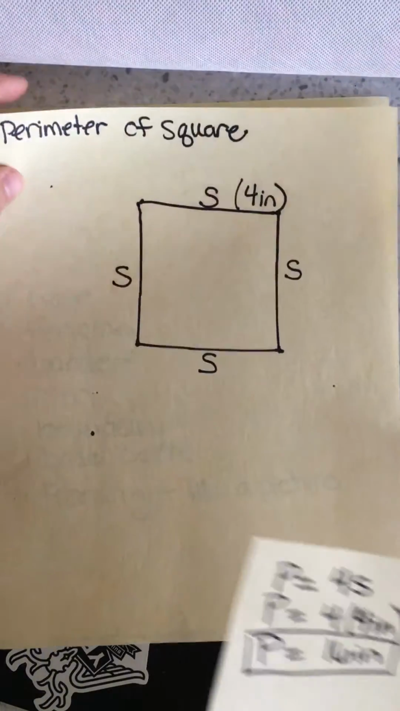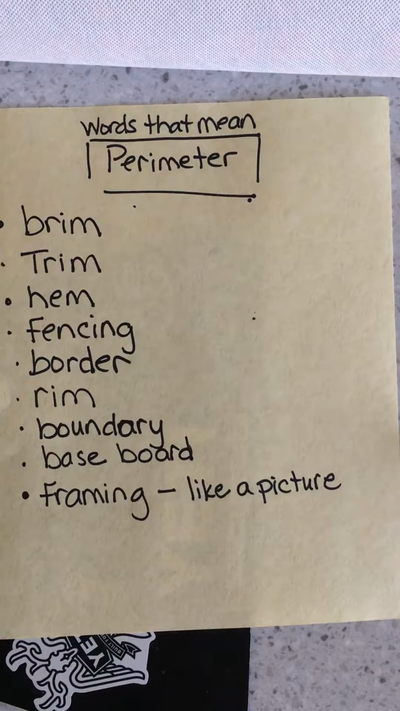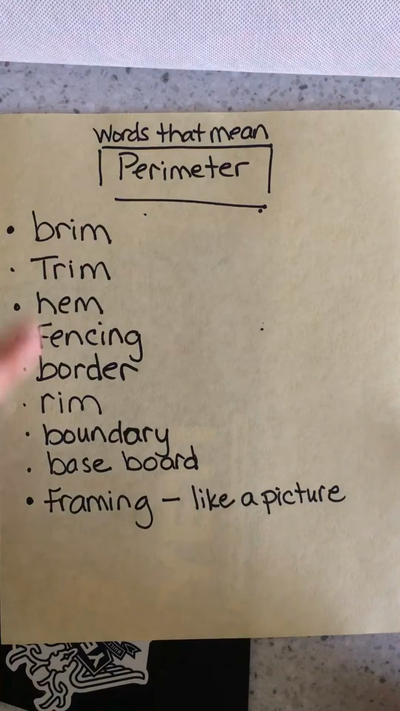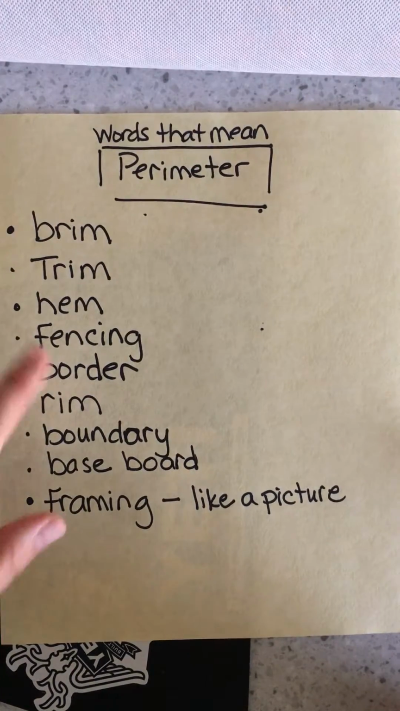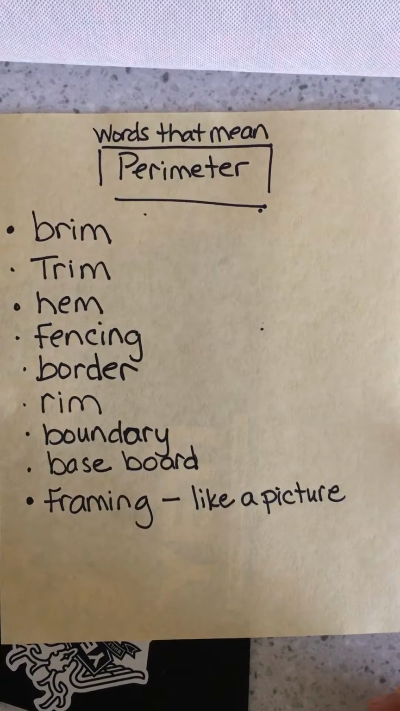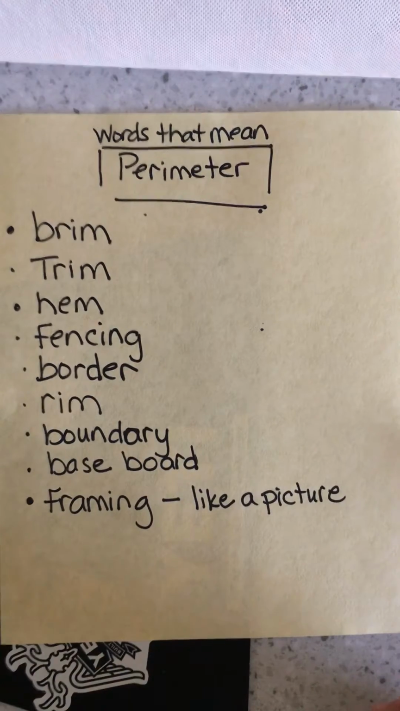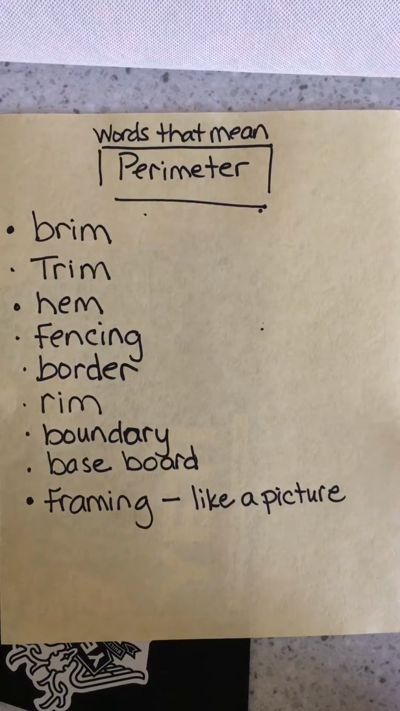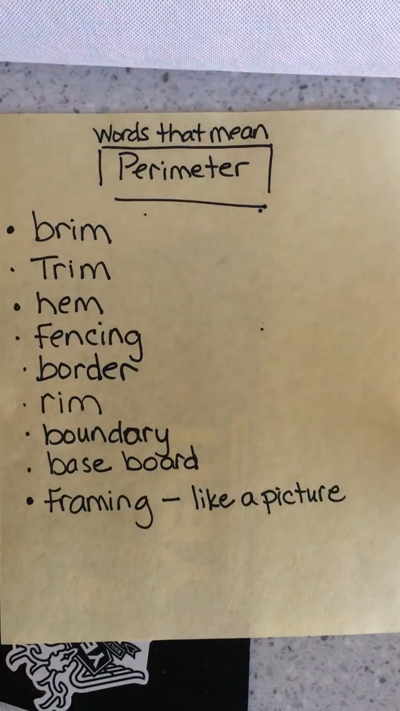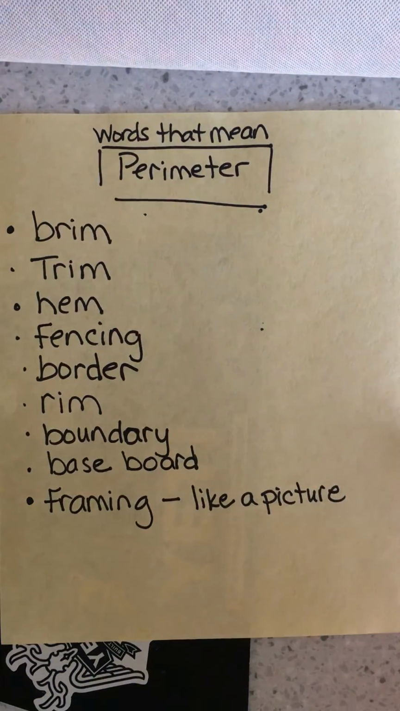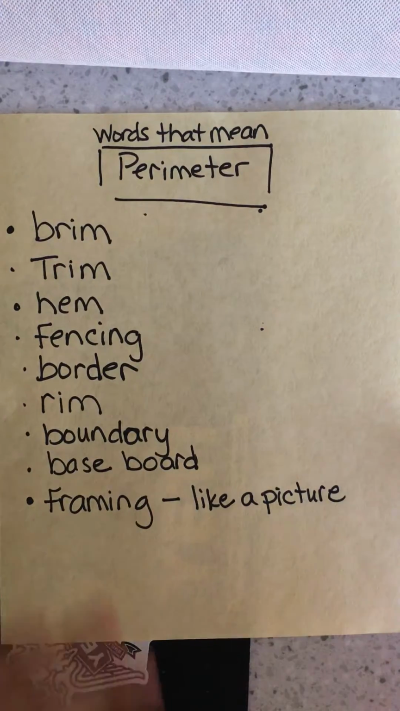Now something else I also did was I tried to write down all the words that they could use in a word problem that either mean perimeter or are telling you they're talking about perimeter. The brim of something, the trim, hem. We've had story problems with fencing. They're talking about perimeter here. Border, rim, boundary, the baseboard, and framing. Think of framing like on a picture. Of course, there are many more words that probably mean perimeter, but these are the ones that I've commonly seen in our math problems.